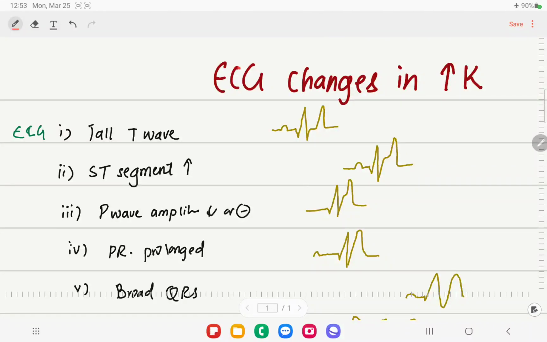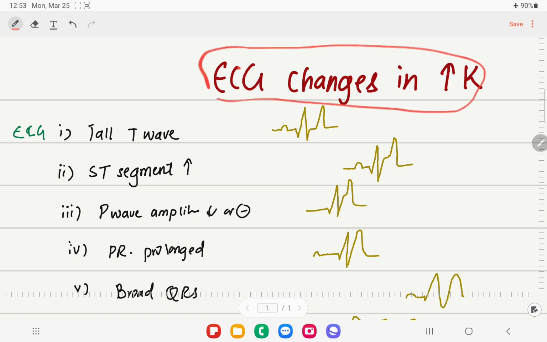Rahim. So today's topic is ECG changes in hyperkalemia. Let's talk about ECG changes in hyperkalemia, right? In hyperkalemia, we know that there are various causes, like tumor lysis syndrome, like rhabdomyolysis, and it can also happen after electrocution. One of the chronic causes of hyperkalemia is chronic kidney disease, right?